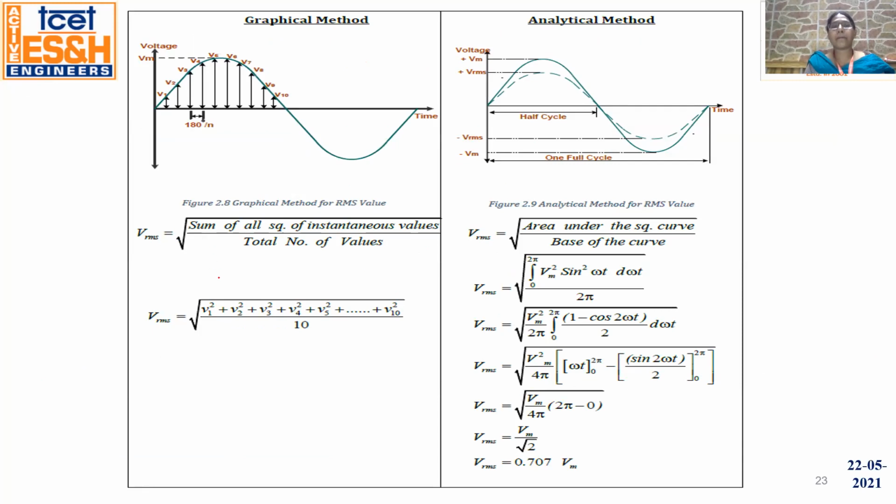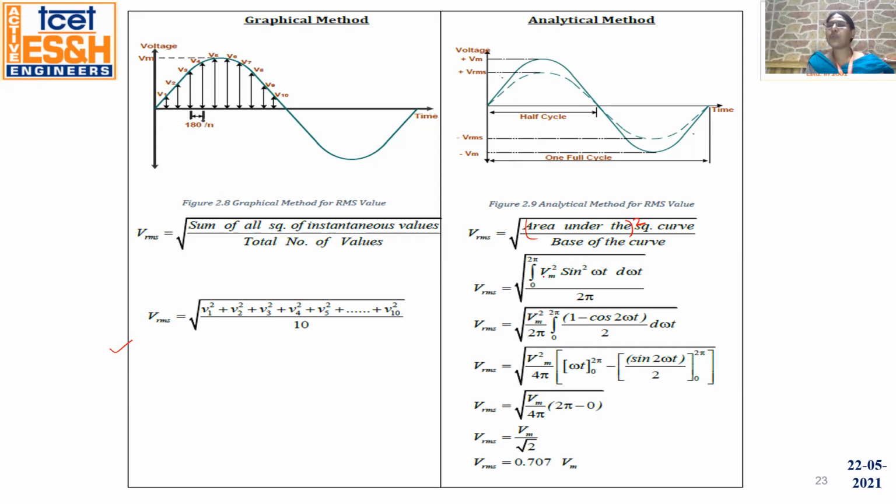For finding the RMS value, we have to use this formula: sum of all the instantaneous values divided by the total number of values, and take the root of that. This is the graphical method, and this is the analytical method, in which you take the area under the curve, square it, and divide by the base of the curve to get VRMS.